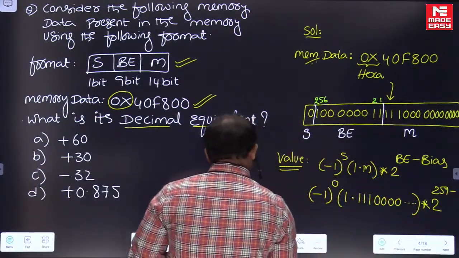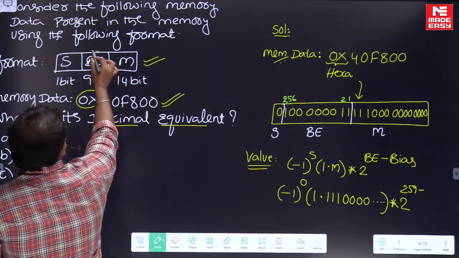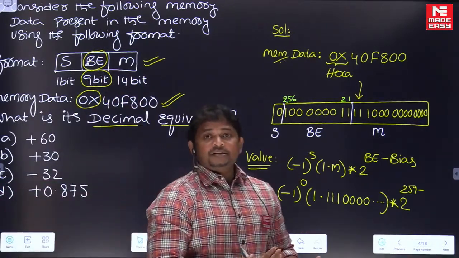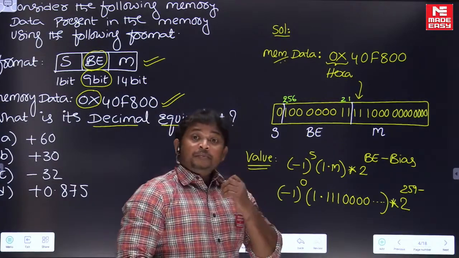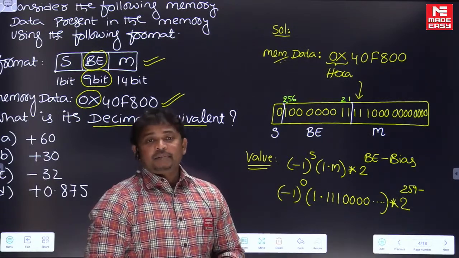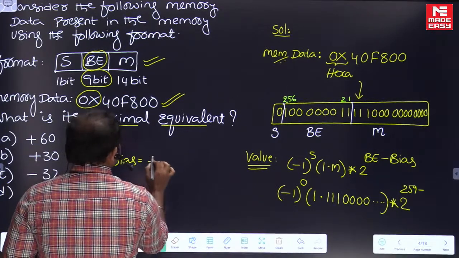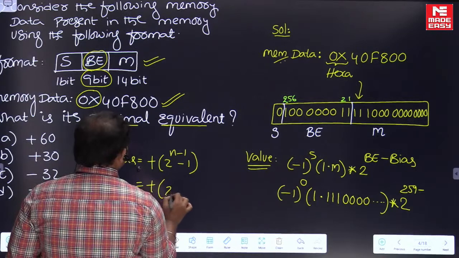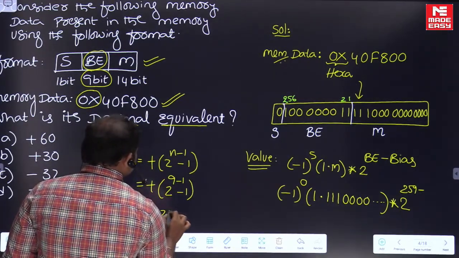minus bias. Bias depends on the format. In this question, the format simply mentions BE, nothing is given about the bias representation. So the default bias is the normal bias. Normal bias is the maximum possible positive exponent. So here bias equals 2 to the power of n minus 1, minus 1. That is 2 to the power of n, where n is 9, minus 1, minus 1. That is plus 255.